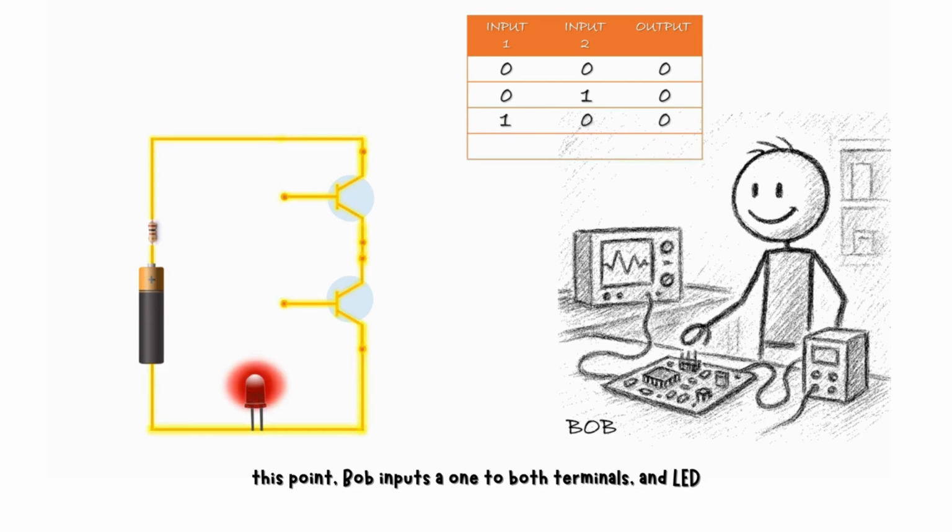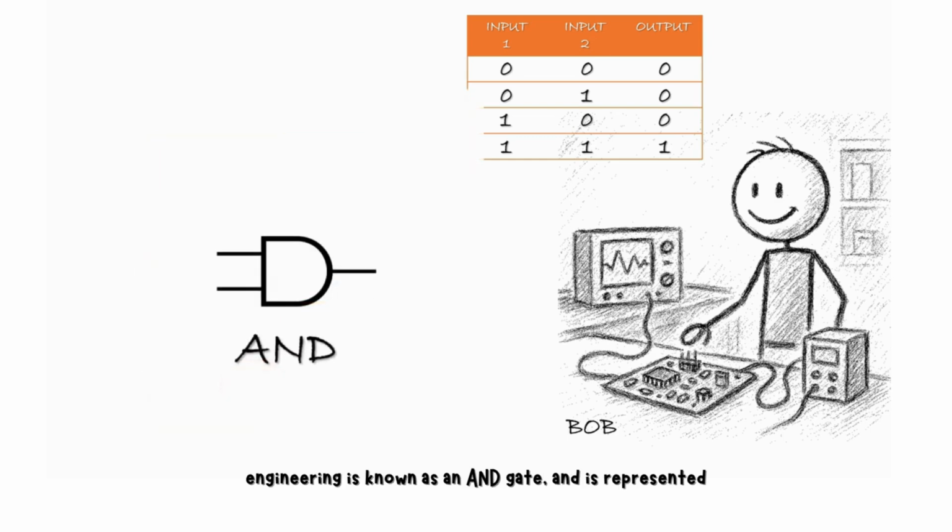At this point, Bob inputs a 1 to both terminals and the LED finally turns on. The output is 1. The result obtained with this circuit is significant. The output is 1 only when both inputs are 1. This circuit in electronic engineering is known as an AND gate and is represented by a dedicated symbol.